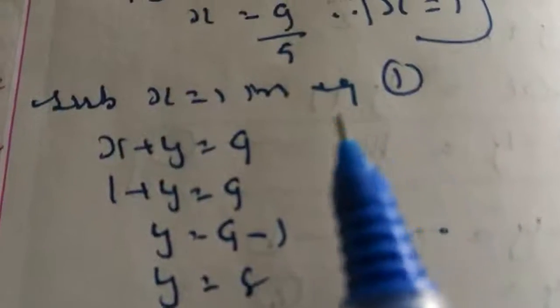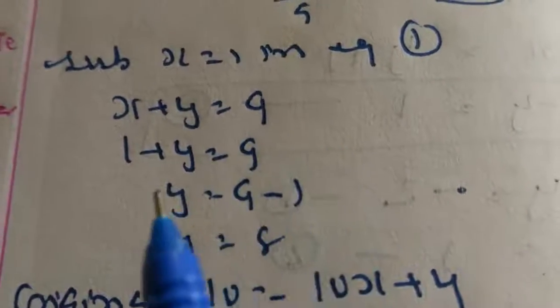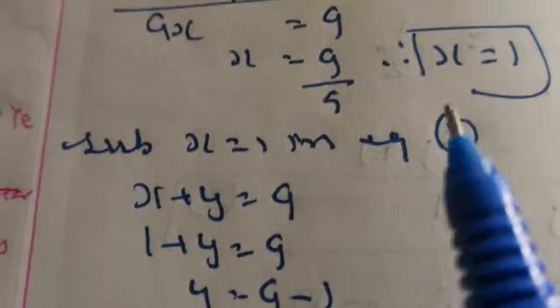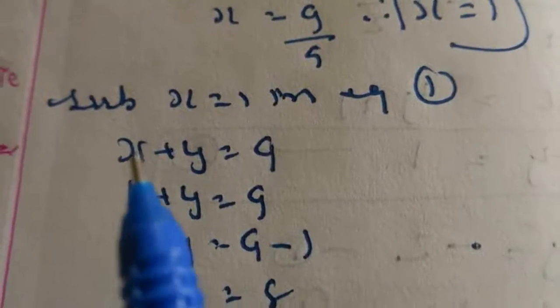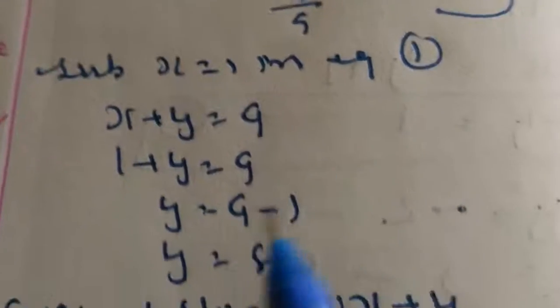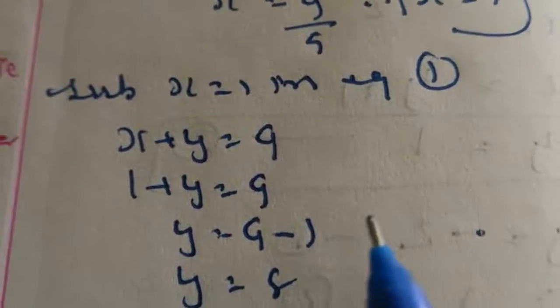So x is equal to 9 upon 9, so x is equal to 1. Now substituting 1 in equation 1, that is x plus y is equal to 9. So x, we have got the value as 1. So introducing x as 1, 1 plus y is equal to 9. So y is equal to 9 minus 1. So y is equal to 8.